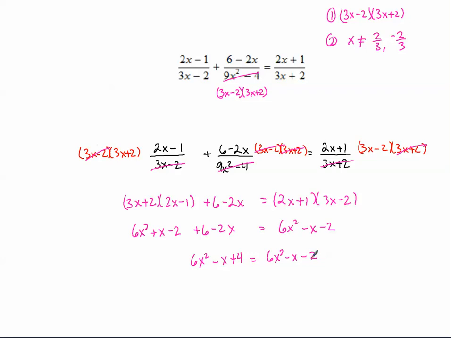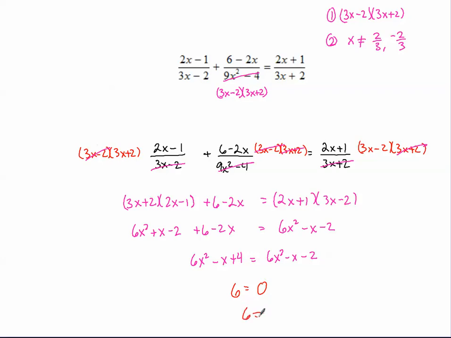So now, let's take a look at what we have here. I have 6x squared minus x plus 4 is equal to 6x squared minus x minus 2. If I move all my quadratic terms, or move everything to the left side, what do you get? Well, if I move everything over, I end up with 6 is equal to 0. Well, that's odd, and that's certainly not a true statement. 6 is not equal to 0.